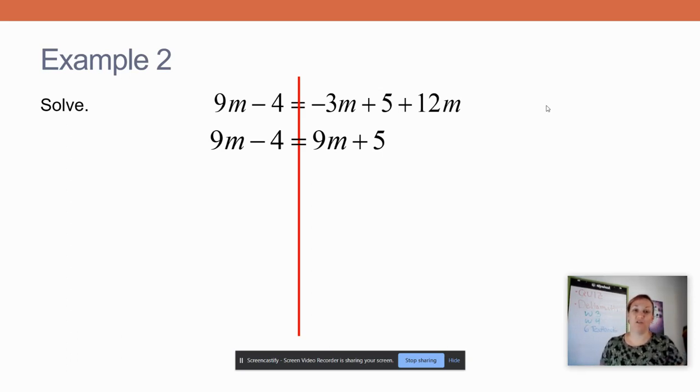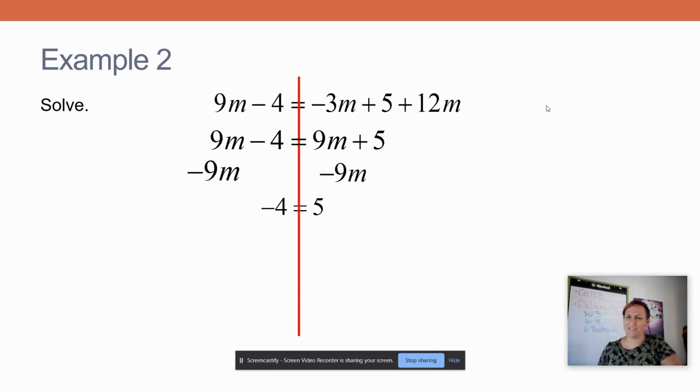Next, I'm going to notice that I have m's on both sides of my equal sign. Now, I'm not just going to combine them together like I did with the negative 3 and the 12. Since they're on opposite sides of that red line, I'm going to move them. So I'm going to subtract the 9m. And the same thing happens that happened on the previous problem. I've got 9 minus 9 is 0 m's, and 9 minus 9 is 0 m's. And so I have no more variables. I only have numbers. And this is also a special case.